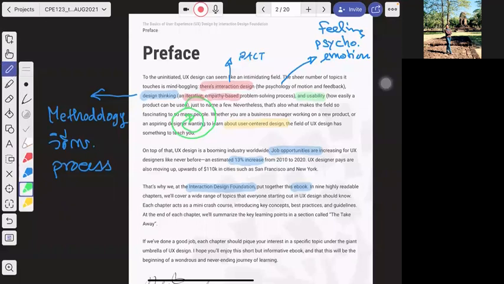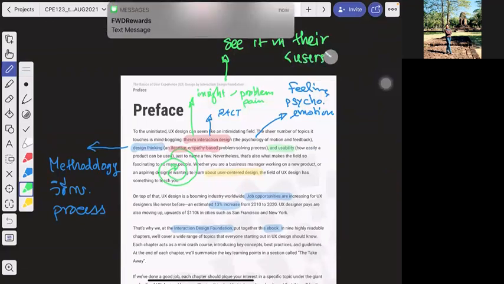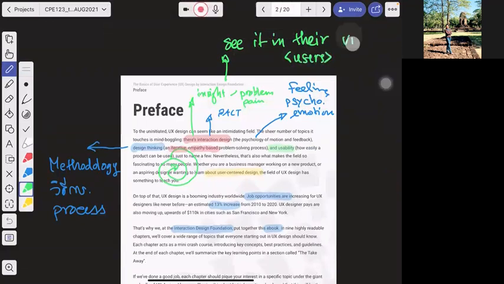You should see inside. You see their problem, their pain, in their view, not in your view. See it in there. There is mean user. User viewpoint.